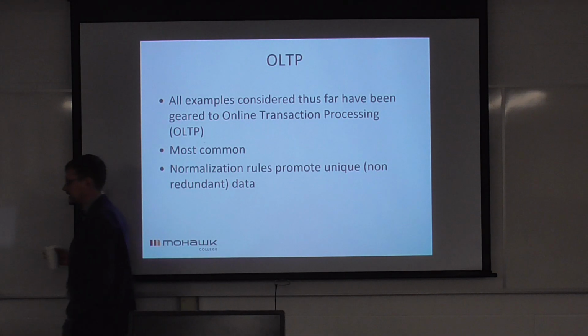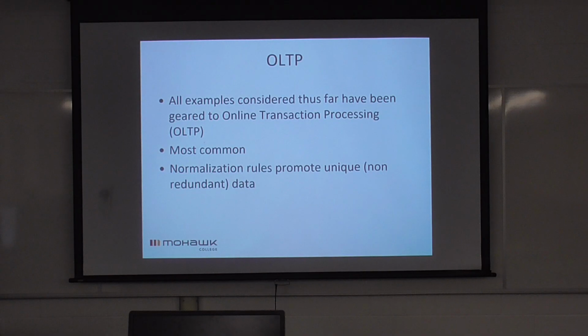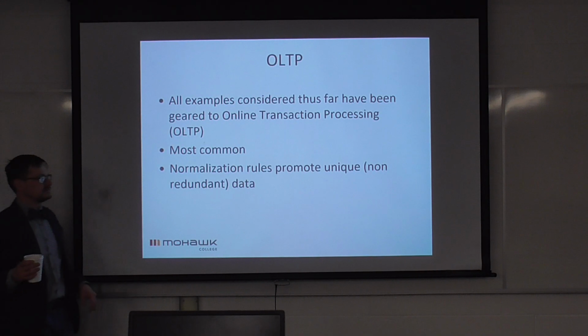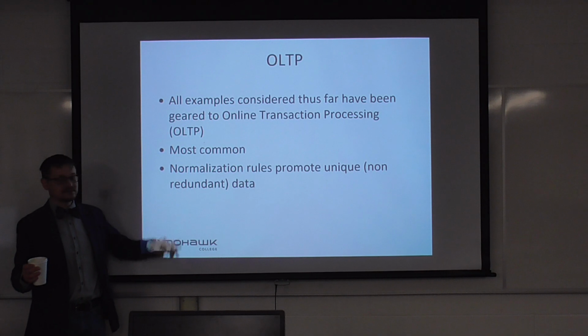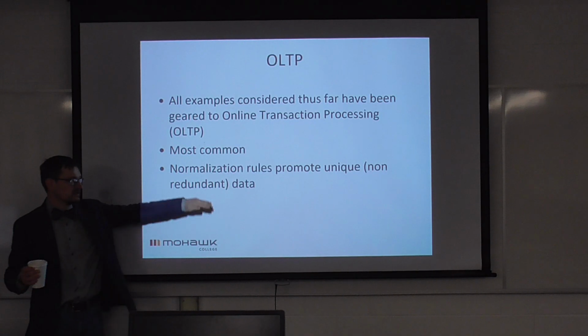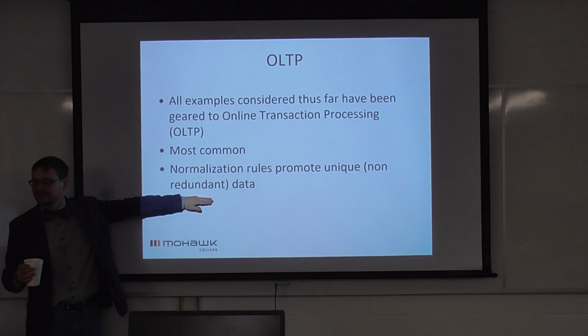So, with online transaction processing, you want normalization because normalization promotes unique, that is to say, non-redundant data. Wow, I've never seen a more redundant instance of the word redundant, okay?